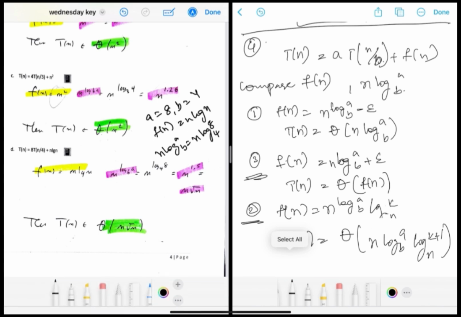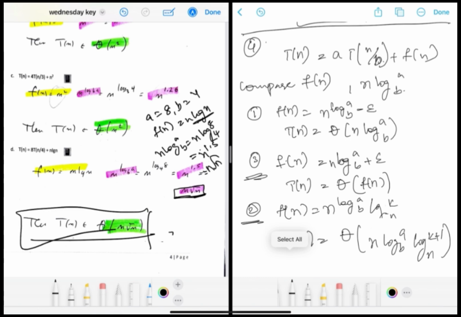So if we simplify this using a calculator, if you had one, n to the power 1.5 can also be written as n multiplied by root n. So if we compare root n with log n, root n is of course a bigger number. So the solution is theta of n root n, because this is going to be the case 1. So that's how it is the solution.